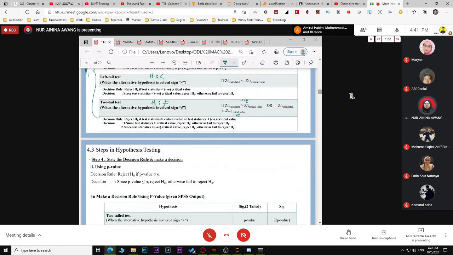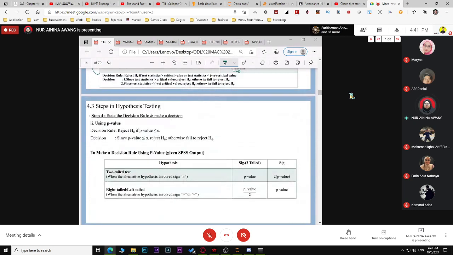But if you use p-value, the decision rule sama macam kita buat leaving test. For leaving test, we will reject H0 if p-value is less than or equal to alpha.